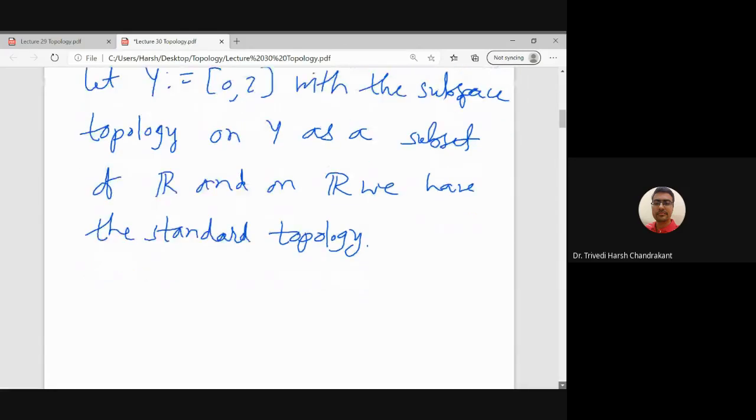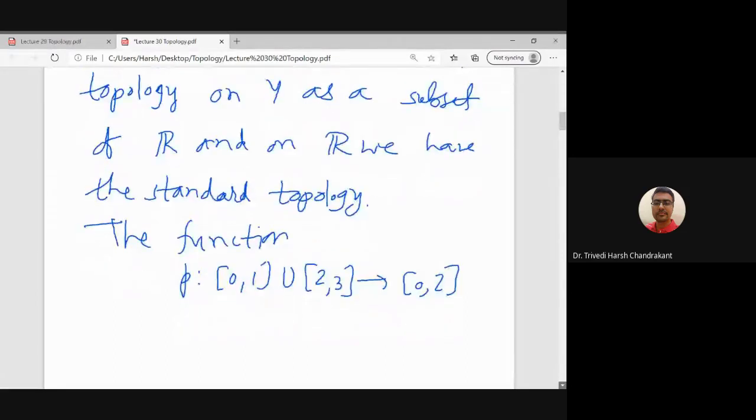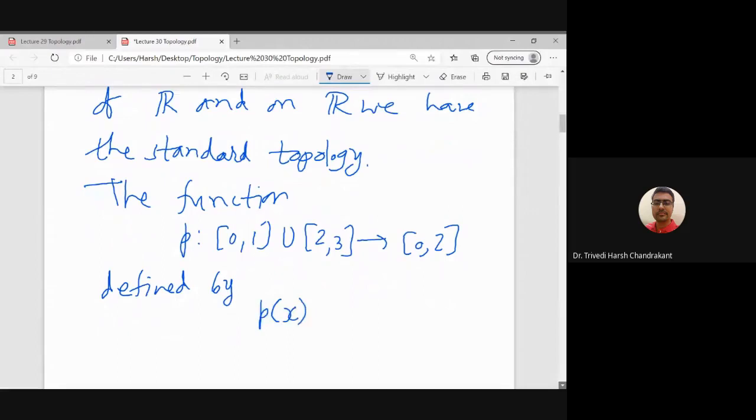So what is the function here? The function which we are defining is P from [0,1] union [2,3] to [0,2], which we are defining as P of x equal to x for all x in the first interval, and it is x minus 1 for all x in the second interval.